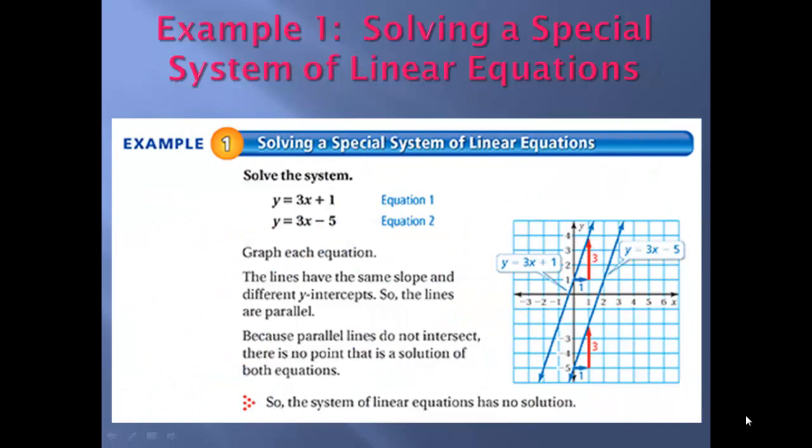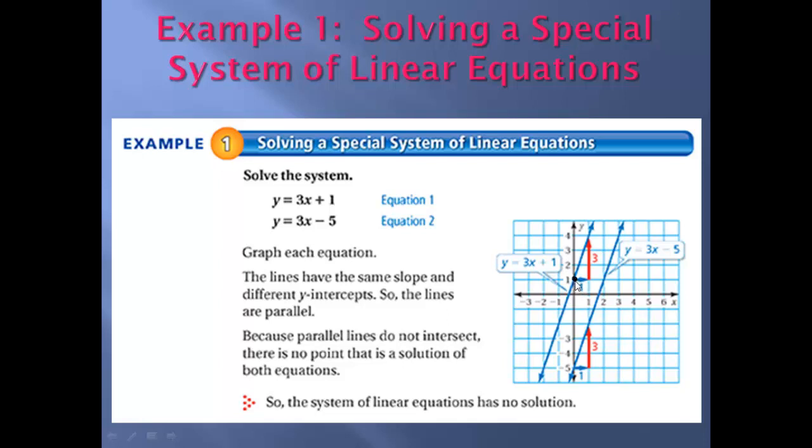For our first example, we're solving a special system of linear equations. We're going to solve the system y equals 3x plus 1 and y equals 3x minus 5. First, we're going to start out by graphing each equation. When we graph the first one, y equals 3x plus 1, we can graph it using the slope and the y-intercept. Our y-intercept is 1. So we're going to have our point right here.